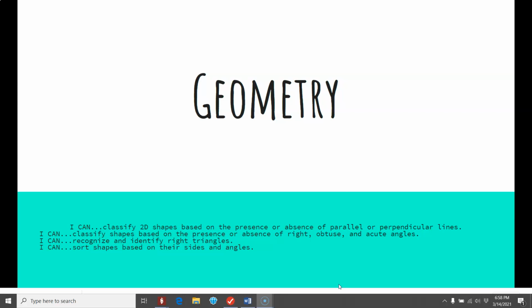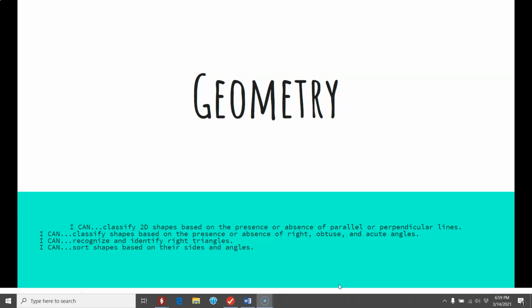So remember, we're in the middle of our geometry unit. We're working on the learning targets of classifying on the presence or absence of parallel or perpendicular lines, the presence or absence of right, obtuse, and acute angles, and later this week recognizing right triangles and sorting shapes based on their sides and angles. You won't be able to say you can do it until the end of the week, but today we're going to start looking at shapes and sorting them based on the presence or absence of something.